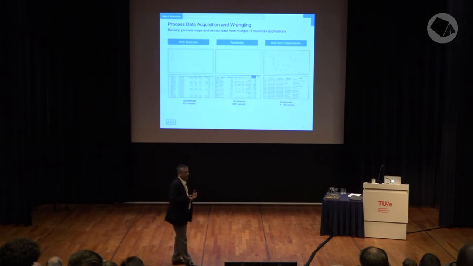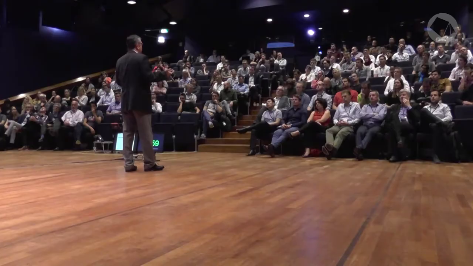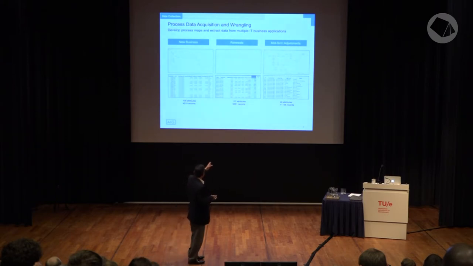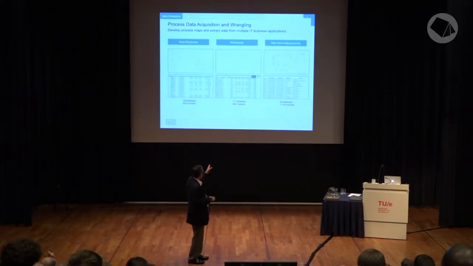Going back to our process wind tunnel approach and our data-driven approach, we start with capturing the data. This data comes from multiple systems, so we had to work with the IT teams, and we got the data and fused it to get a more relevant data set. Here's an example. For the new business, you can think of it like a large CSV file or spreadsheet. It had 109 columns, and this is one year of data. We had 4,510 records. The renewal had 117 columns and 6,651 records, and the midterm adjustments had 46 attributes and about 11,000 records.